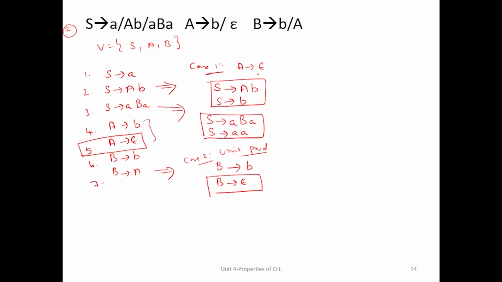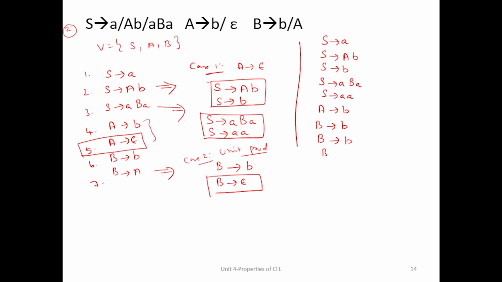So after implementing case 1, the productions are: first production as it is, second production has one as AB and another as B, third production is ABA and AA, fourth one is as it is, fifth one is removed, sixth one is as it is, and the seventh one has 2 values. So at the right side there are no unit productions. The 7th one contained a unit production; I also removed it in step 1.